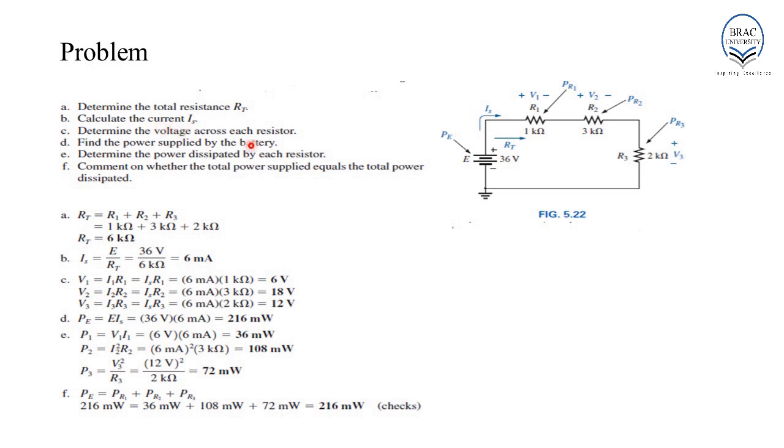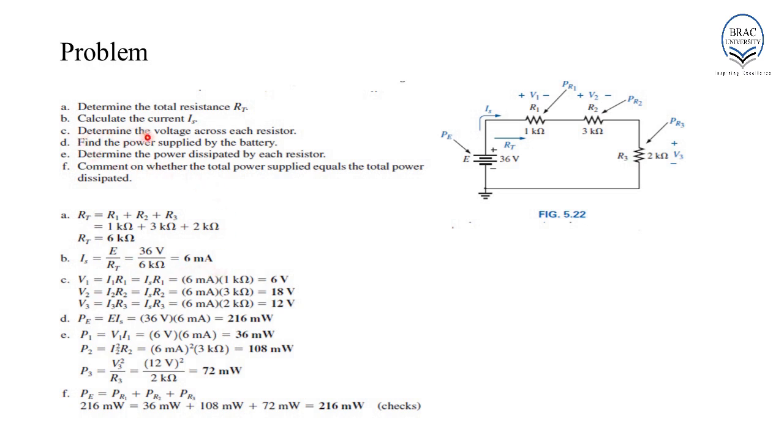That is, we have to determine the source current Is, which is this one. We know the source voltage, that is 36 volts. We know that the total resistance is 6 kilo ohm. Therefore, using Ohm's law, we can determine Is, which is equal to E by RT. In this case, 6 milliampere.